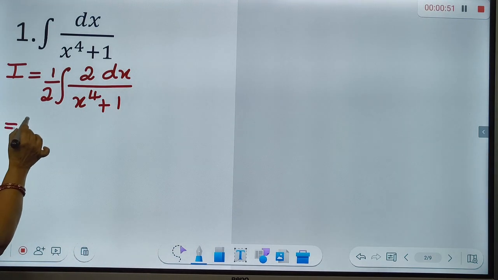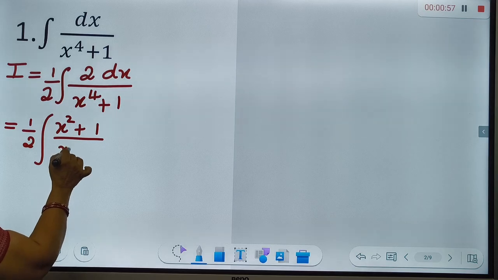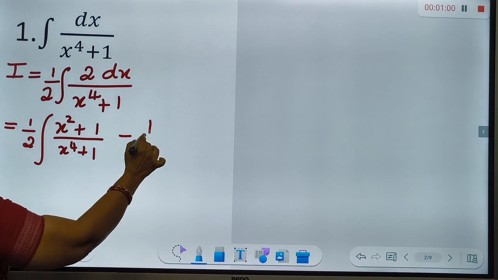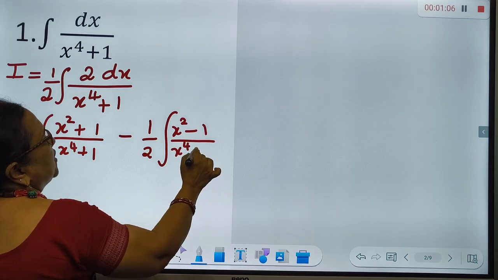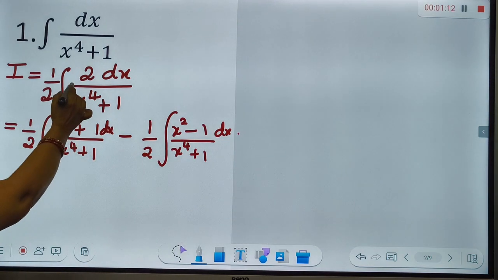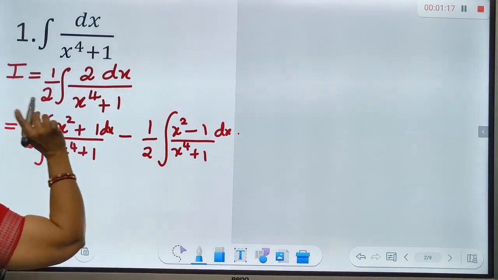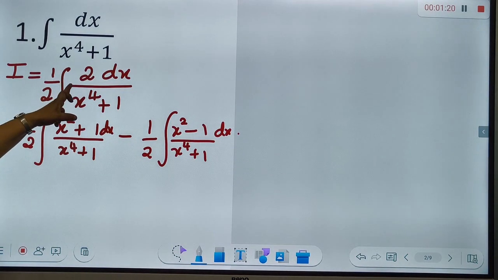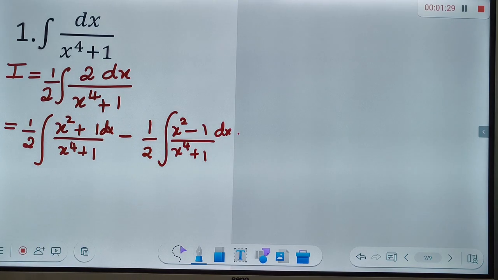And rewrite this as half into integral of x square plus 1 by x power 4 plus 1, minus half into integral of x square minus 1 by x power 4 plus 1 dx. I split it as two integrals. See, this is x square minus x square, it gets cancelled. 1 minus of minus 1 will be plus 1, so 1 plus 1 will be 2. Half is outside, half into 2, that 2 I have split as 1 plus 1, added and subtracted x square. Now we will write this as first integral minus second integral.